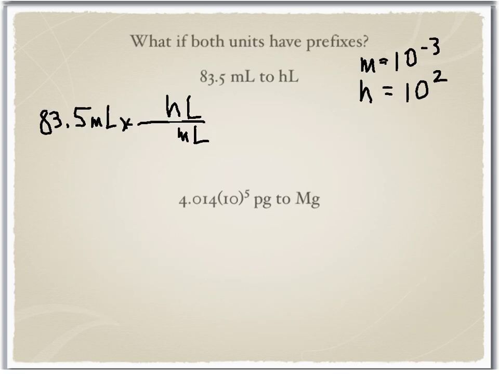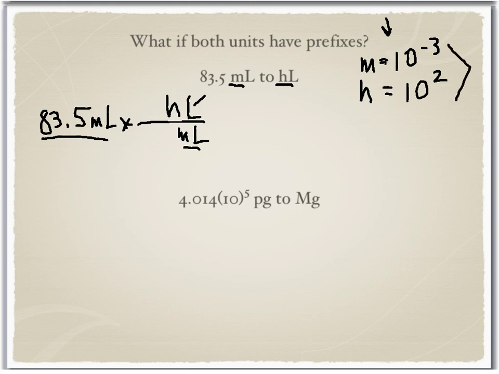Now, what if we're converting units that both have a prefix? I don't know if you noticed, but on the previous one that wasn't the case. But here we got to convert milliliters to hectoliters. So we have 83.5 milliliters. I'll put milliliters in the denominator, hectoliters in the numerator. But now I have to figure out what the conversion factor is. Now up here I wrote that milli means 10 to the negative 3 and hecto means 10 squared.